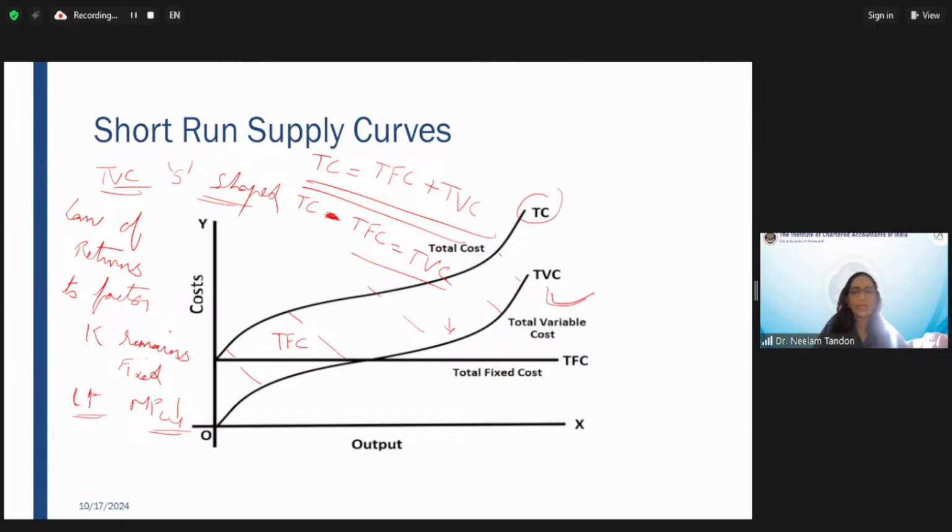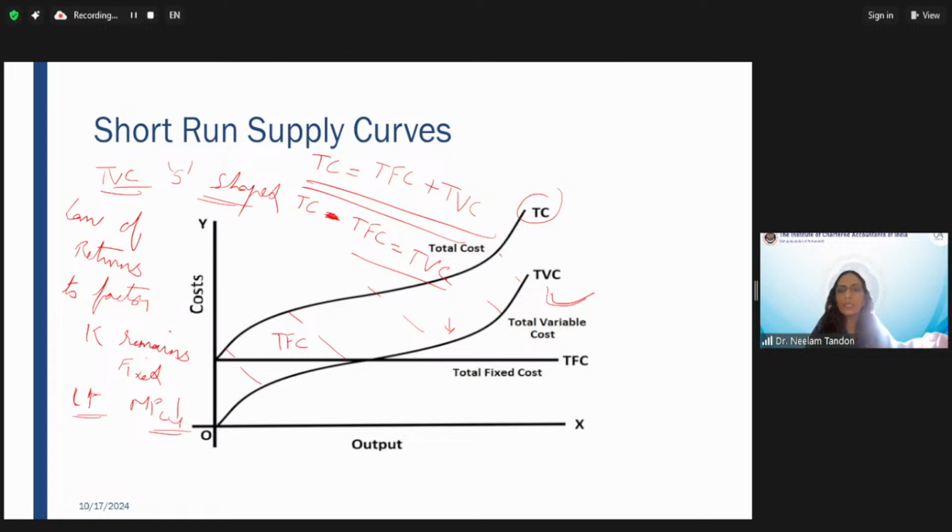And this is a case of shutdown. Whenever you see fixed cost and variable cost, you should understand these are short-term supply curves. The reason being, there's a fixed factor and there's a variable factor, which is only true in the case of the short term, but not in the long term.